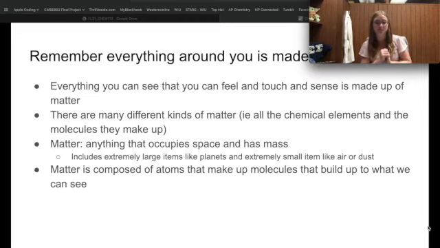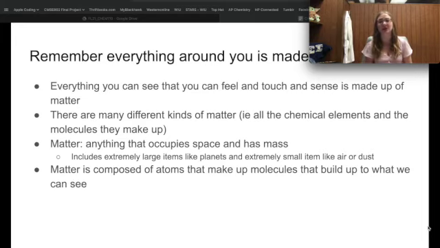So matter could be something extremely large like a planet, or an extremely small item like air or dust, or literally just molecules, atoms, those tiny little building blocks of the universe. And matter is composed of atoms that come together to make molecules that build to what we can actually see and interact with with our naked eye.